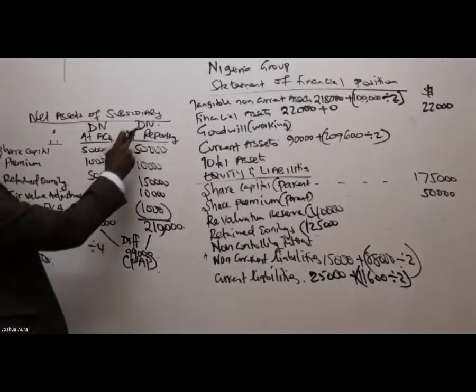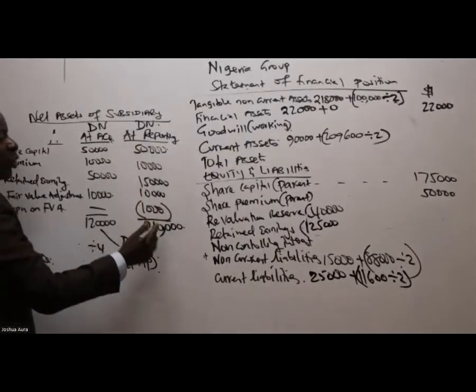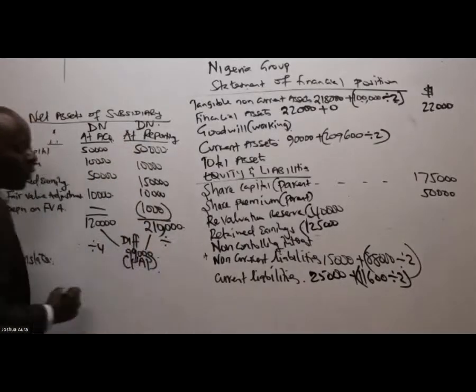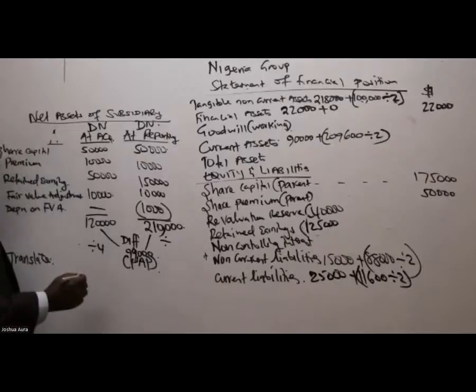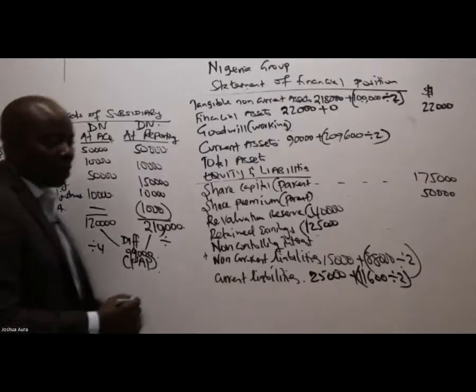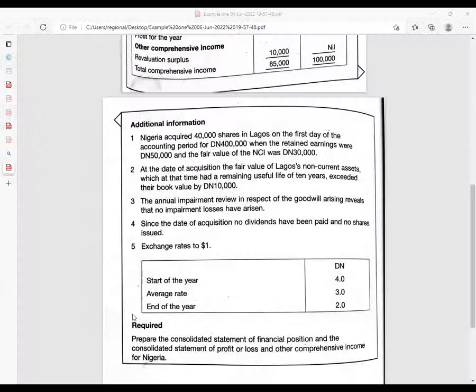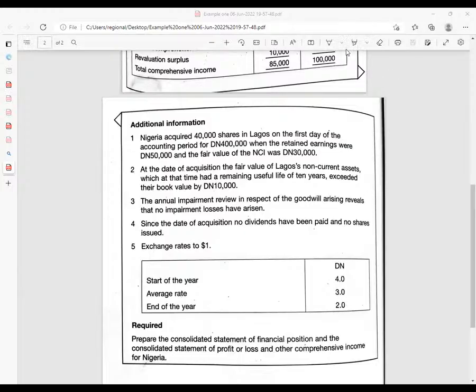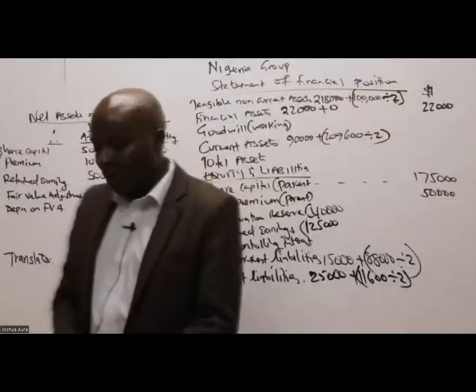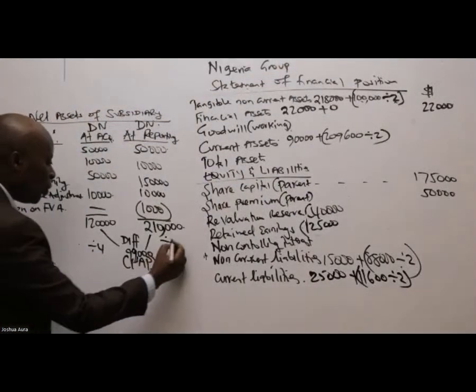And then we have net assets at reporting. For this one, use the closing rate. Do we have the closing rate? Oh, yes, we do. They have given us the end of the year rate. This is the closing rate. The closing rate is 2.